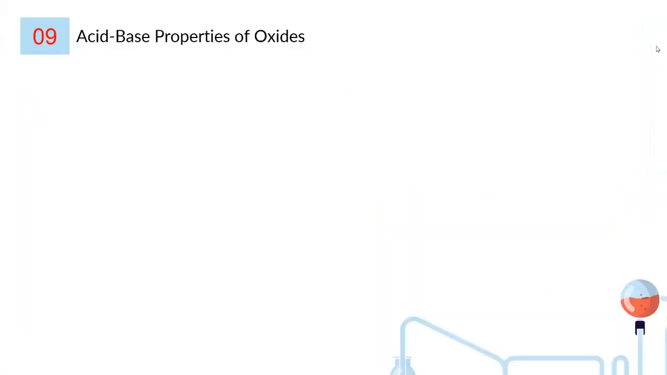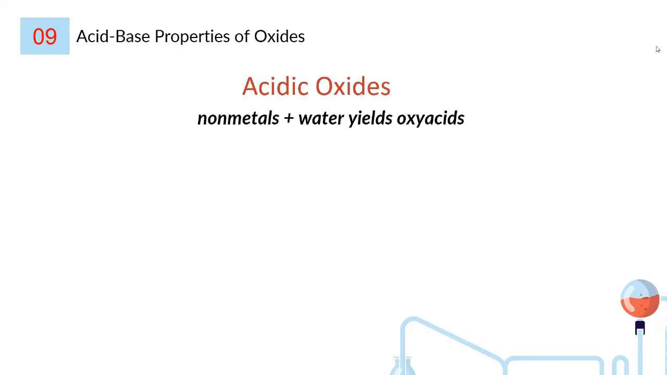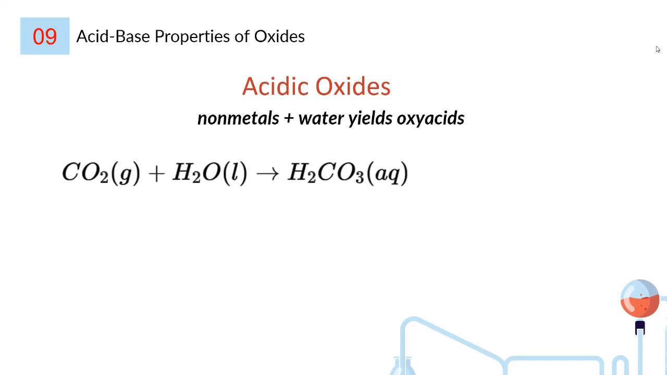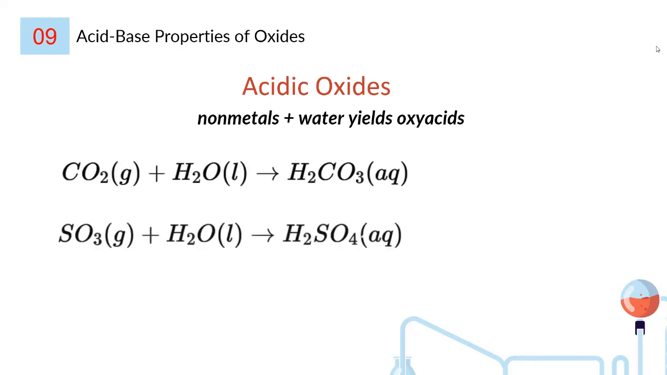Oxides are compounds composed of oxygen and another element. They can exhibit acidic, basic, or amphoteric properties depending on the nature of the other element. Acidic oxides react with water to form acidic solutions. These oxides typically contain nonmetals and react with water to produce oxyacids. For example, carbon dioxide dissolves in water to form carbonic acid. Sulfur trioxide dissolves in water to form sulfuric acid.